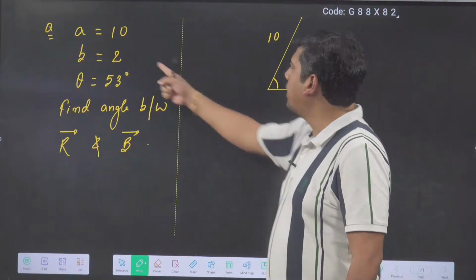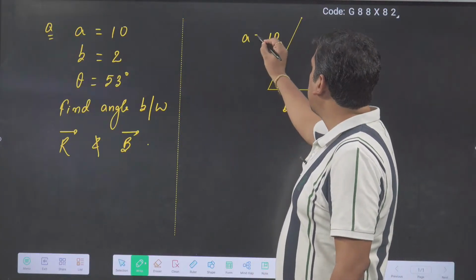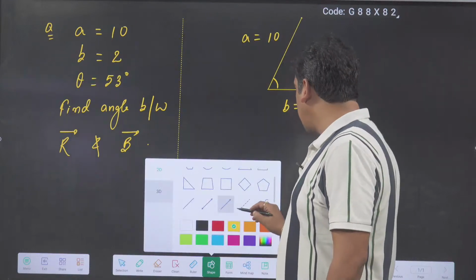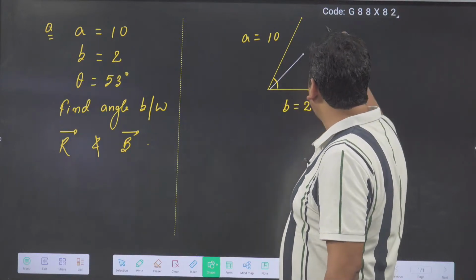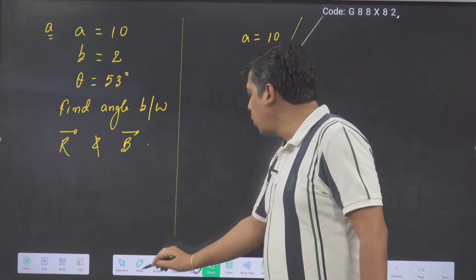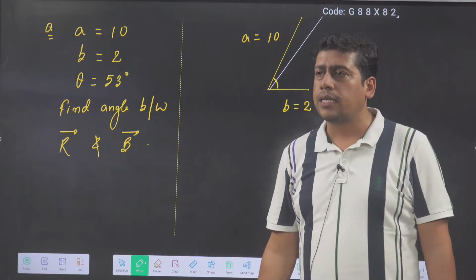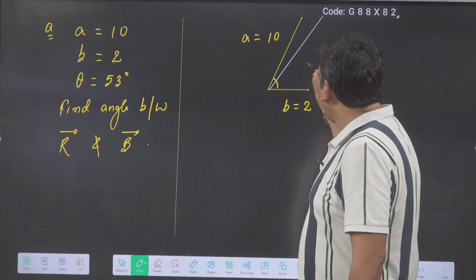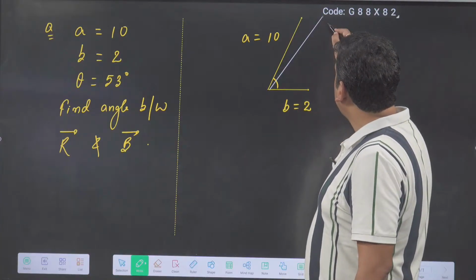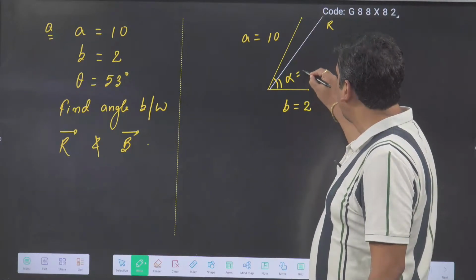So B is the smaller one. So this is B and this is A. So find the angle between resultant. Understand the question. Find the angle between resultant. As I told you, resultant will be closer to the vector having high magnitude, if you remember the last class. So we have to find angle between resultant and B vector. That means we are interested in this alpha.